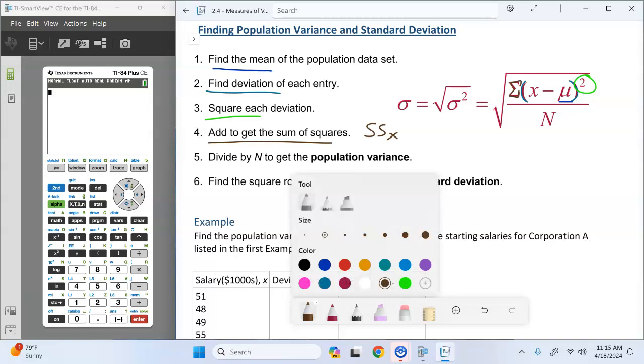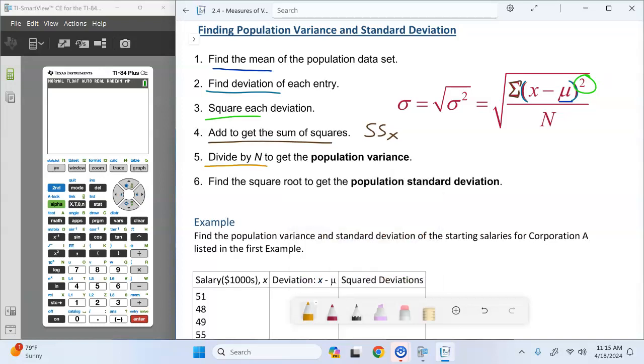Then, in order to get our variance, the last step is just to divide by our population size. That gives us the variance. And then when we square root it, that gives us the standard deviation. The formula for finding standard deviation of a sample is very, very similar with one slight difference, and we'll cover that when we get to the sample.